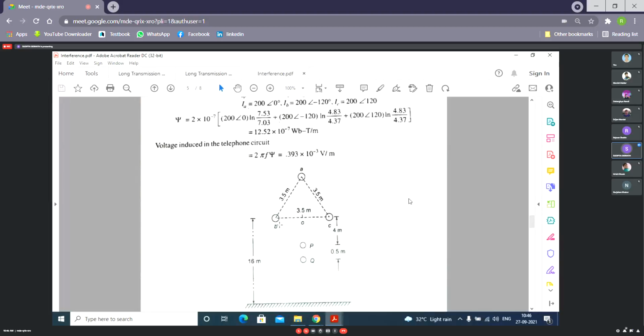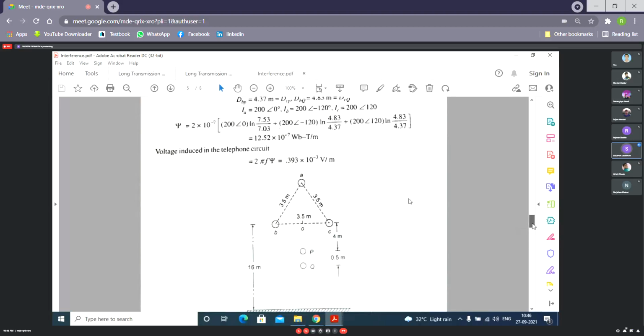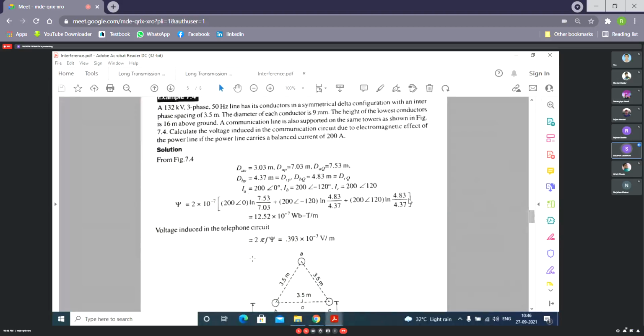Distances BP, AP, CP, BQ, AQ, CQ, all these things you have to find out. You need not show the image conductor. You can just write the formula that I have told you. Sometimes some value may not be shown in the figure. It will be given here.